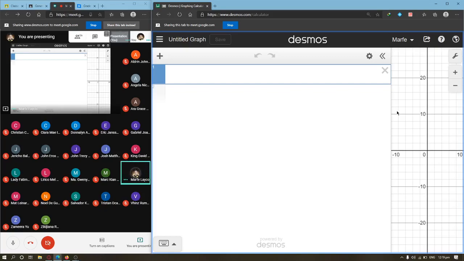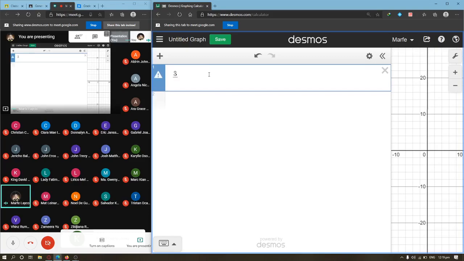So, let's try to solve equations. For example, easy example, 3 over 4 is equal to x over 4. So, we will try to find the value of x.